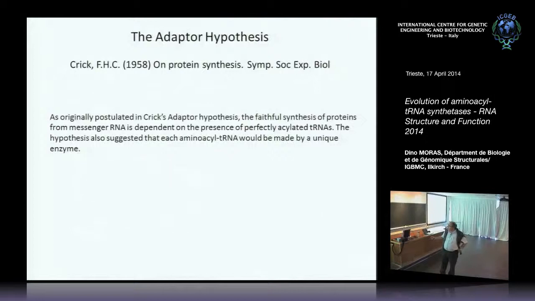He made the hypothesis that the faithful synthesis of proteins from messenger RNA is dependent on the presence of perfectly acylated tRNAs. You can say that's a trivial observation, but the hypothesis suggested that each aminoacyl-tRNA would be made by a unique enzyme. This is a key question. This is the adapter hypothesis. So it is one enzyme per amino acid, and as many tRNAs as needed. But then the question at the beginning is, why is that so? If you read the paper, you will understand the theory behind it.